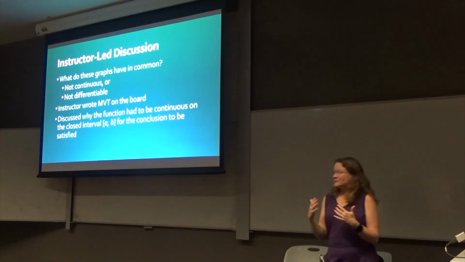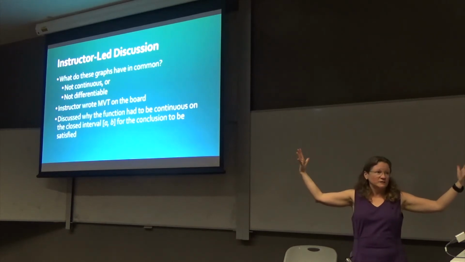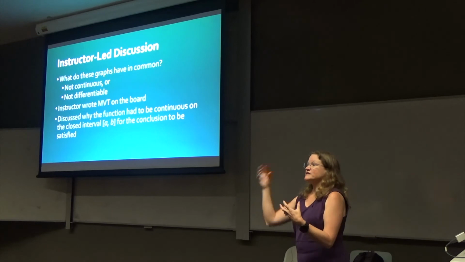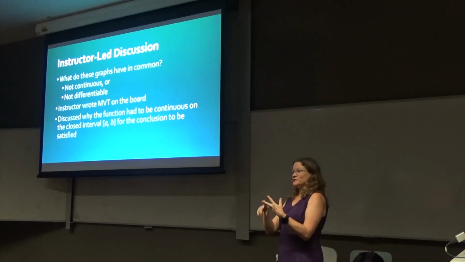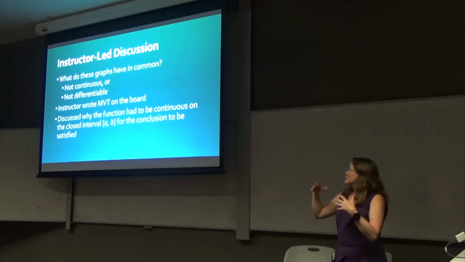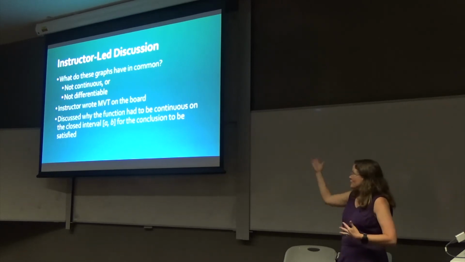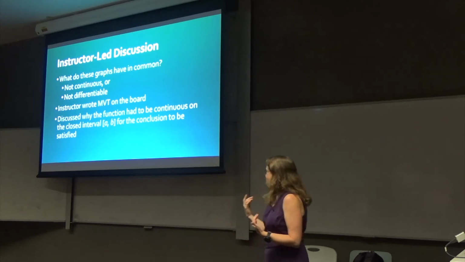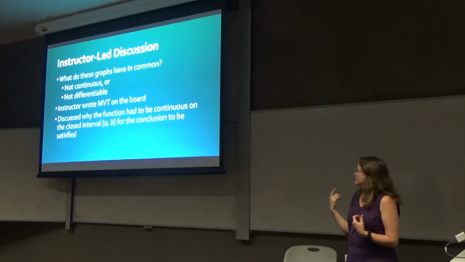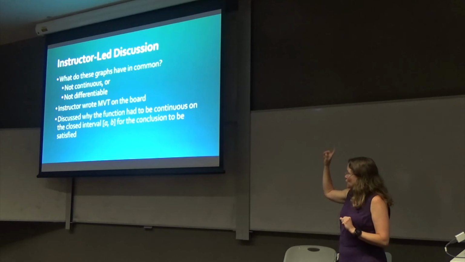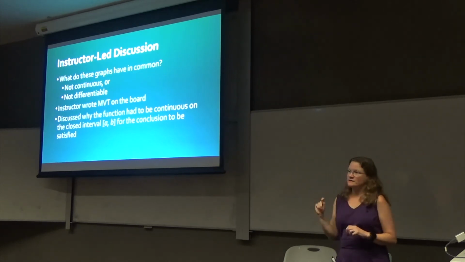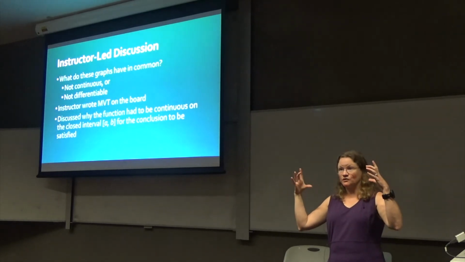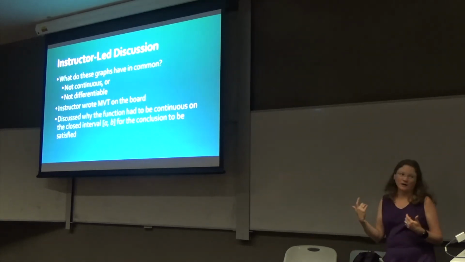So the instructor says, what do all these have in common? They're not continuous, they're not differentiable. Whereas that first graph was nice, it was continuous, it was differentiable. So we now are at a point where the instructor was able to write the mean value theorem on the board in all its formality. And one of those graphs that was on the board also was the focal point for why continuity is important on the closed interval versus the open interval for differentiability.